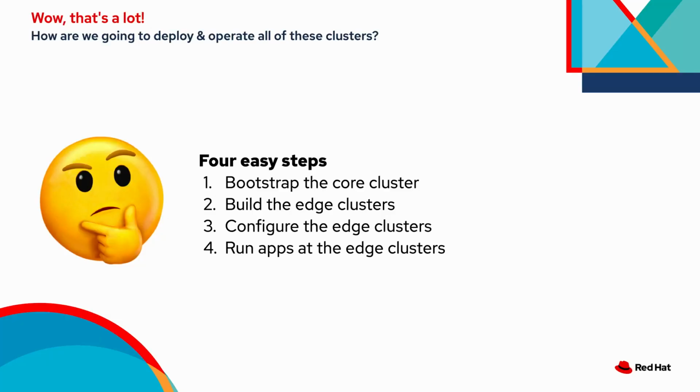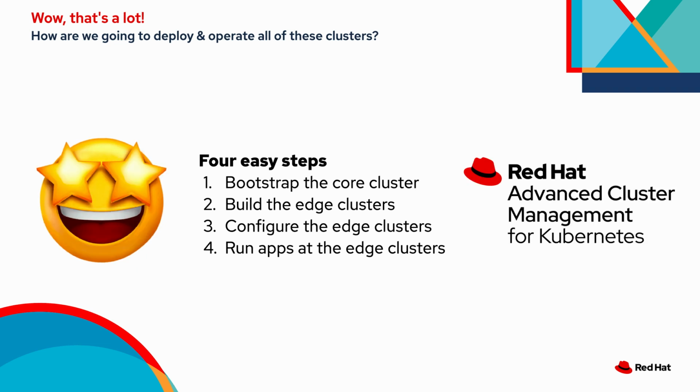But the hub being the core, we need to bootstrap that first, and then once that's bootstrapped, we'll install some services and go forth and build the edge and run the apps there. In order to do all this, we need some automation, we need some tooling, and we're going to introduce a tool that we'll use known as Advanced Cluster Manager for Kubernetes for OpenShift. So let's break it down into steps 1, 2, 3, and 4.